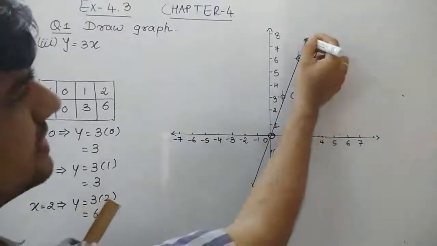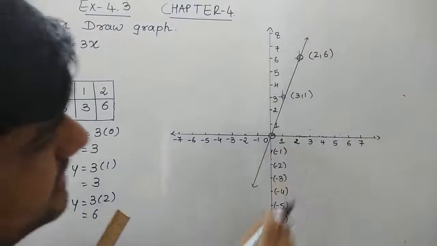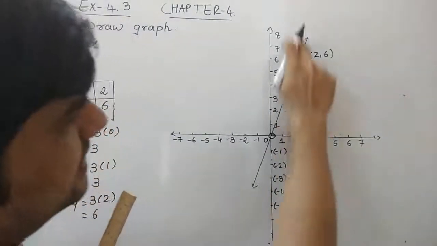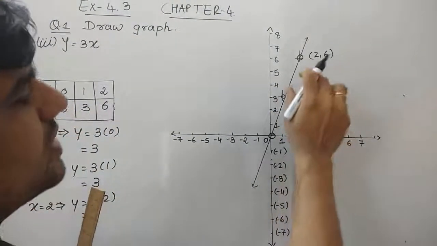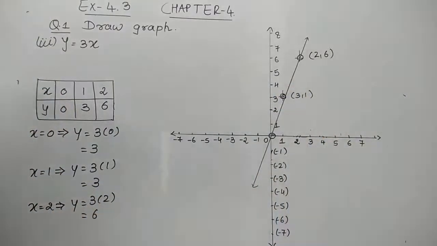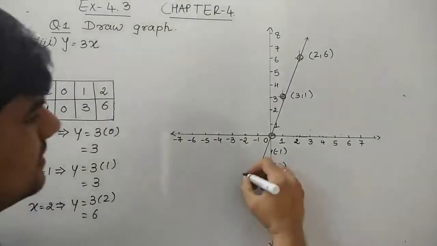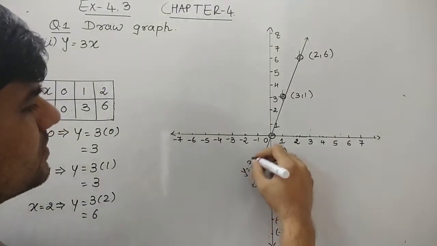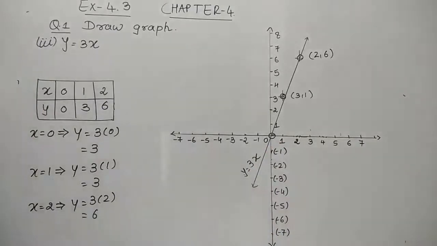As you can see here, I did not get it exactly, because maybe I did not represent one of the coordinates correctly. But when you do this, you can see that it passes through all the three coordinates. So we can write here that y is equals to 3x. So this is how the linear equation graph is supposed to be represented.